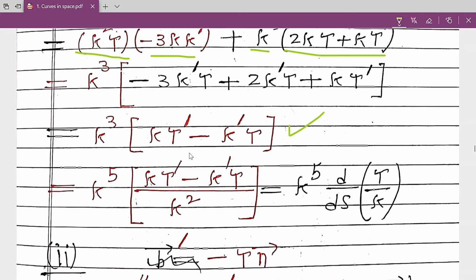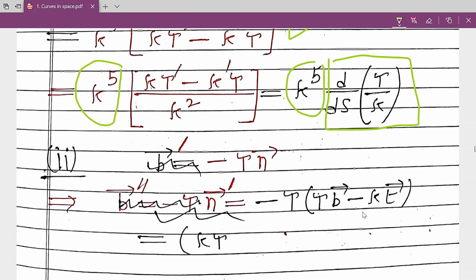Now, this can be written in the form of multiply by kappa square and divide by kappa square. So this will become kappa raised to power 5, and this is into this over kappa square. So this is a derivative of tau by kappa, and this is kappa 5. So that is the proof of our first result.